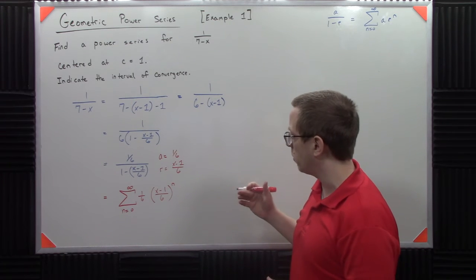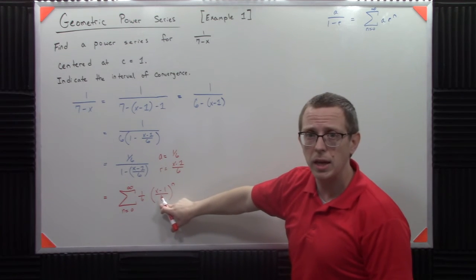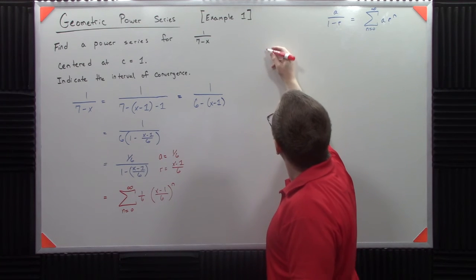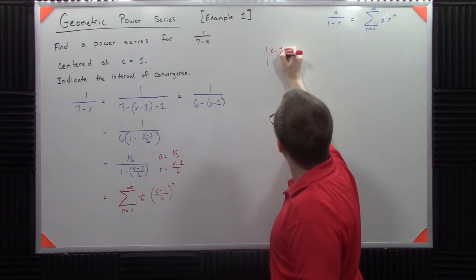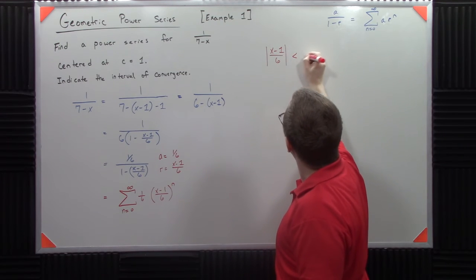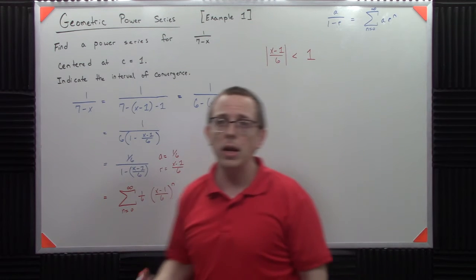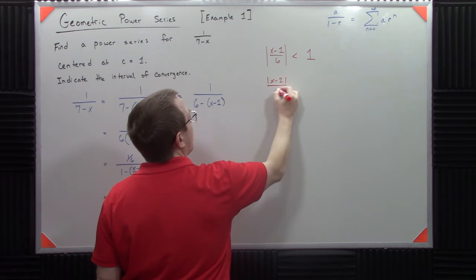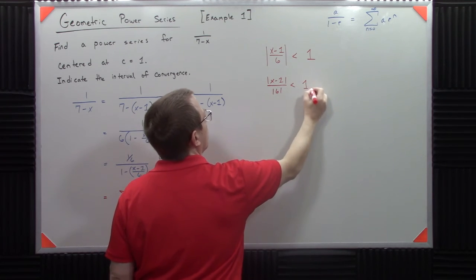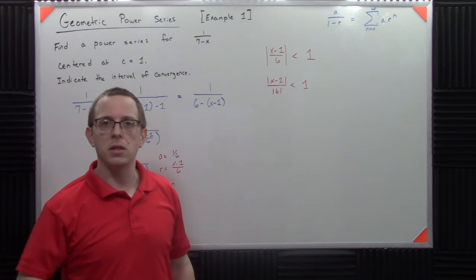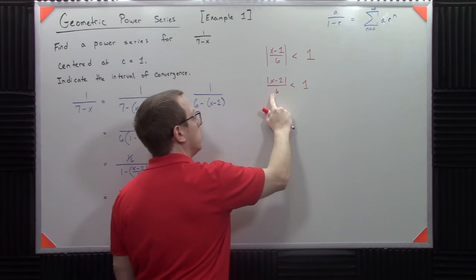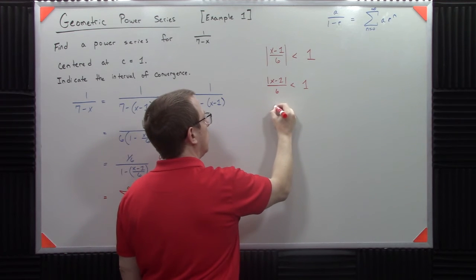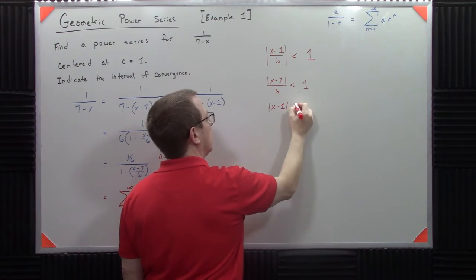Okay, well, for my interval of convergence, I have to say this thing has to be less than 1. I have to say the absolute value of x minus 1 over 6 is less than 1. Now, I can distribute the absolute values here. I can say the absolute value of x minus 1 on top, absolute value of 6 on the bottom. But you know that the absolute value of 6 is just 6. And then if we multiply both sides by 6, we get that.